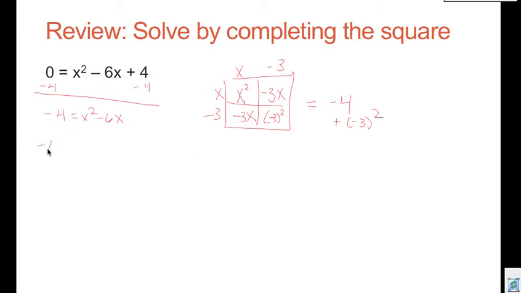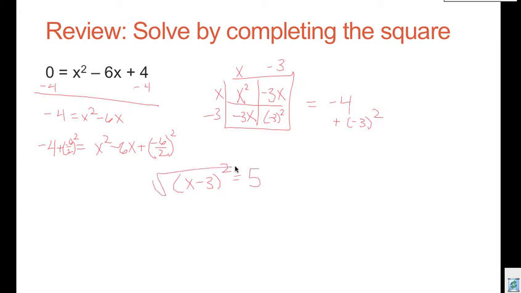Algebraically, what were we doing in this step? Well, we were adding that b over 2 squared to each side. So negative 6 over 2 squared plus negative 6 over 2 squared. So either one, it factors into x minus 3 squared equals, 6 over 2 is 3, 9, negative 4, so it equals 5.